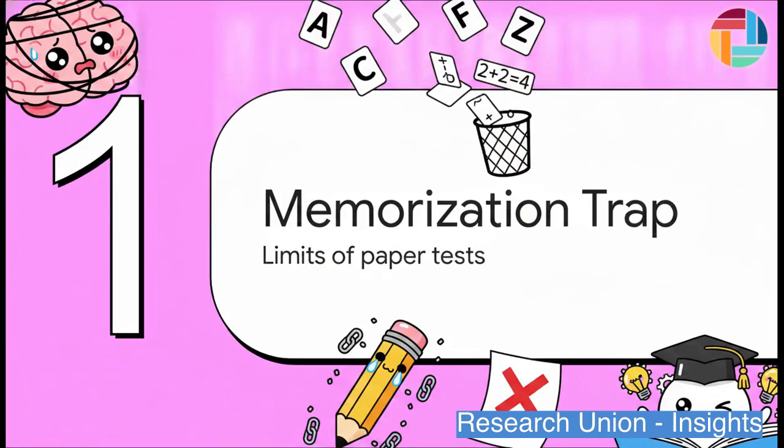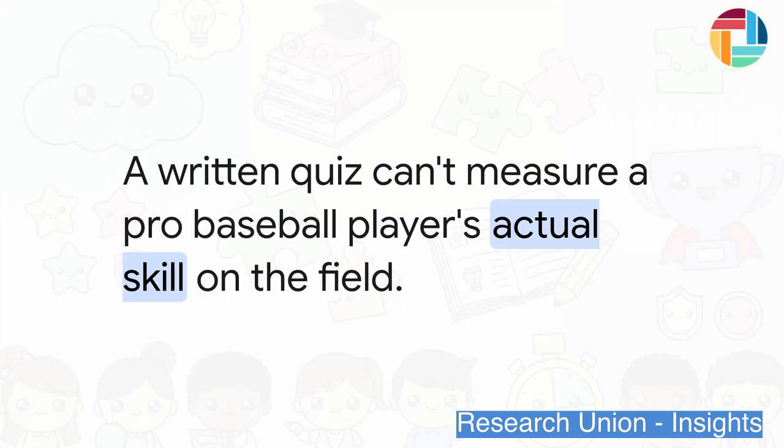Section 1, the memorization trap and the limits of pen and paper testing. For a lot of teachers, it is incredibly frustrating to spend weeks covering a complex topic, only to realize that a standard test just isn't capturing a student's actual understanding. The issue with standard testing is that it often forces us to focus on the what, just the isolated facts, rather than the how. To really ground this, think about this brilliant analogy from Edutopia.